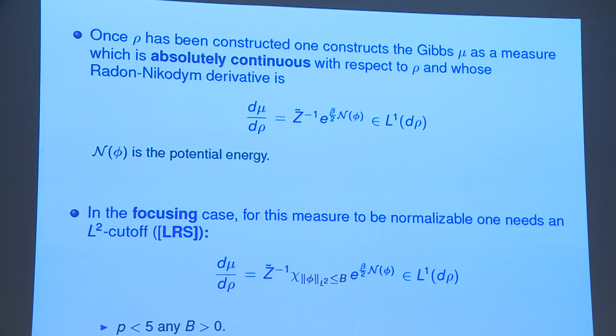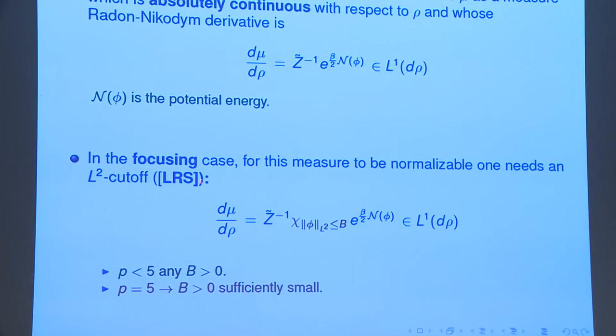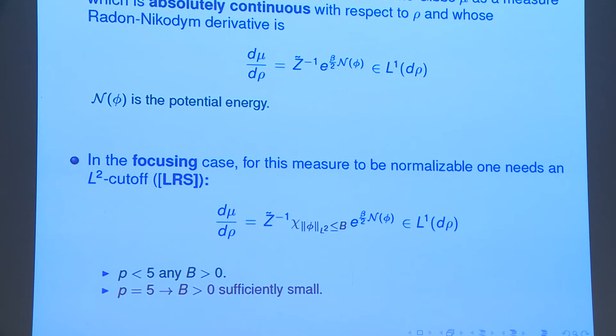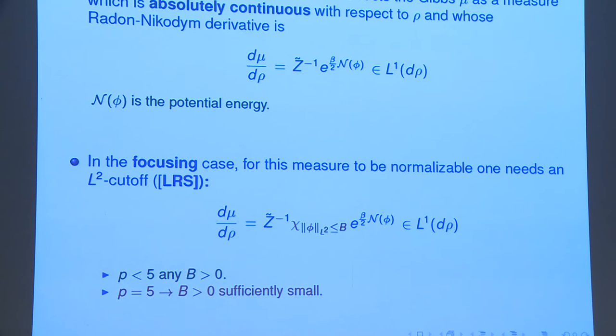If you're in the focusing case, you have nothing for free, because in order to do the renormalization for this to be a probability measure, you have to put the L2 cutoff. The same cutoff that you see in the deterministic case comes here, and it's a nice exercise to see which constant is larger; actually this one is smaller, so you don't win anything. But anyway, if the power is less than 5, you just need some cutoff, and if the power is 5, which is the mass critical case, then it has to be sufficiently small.